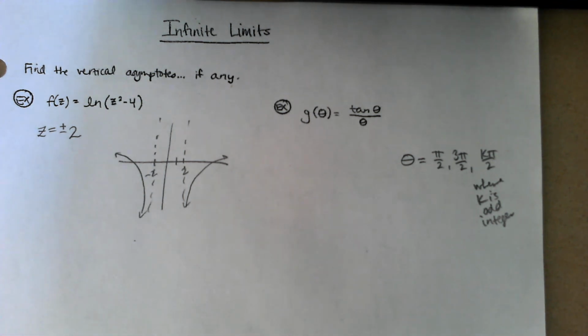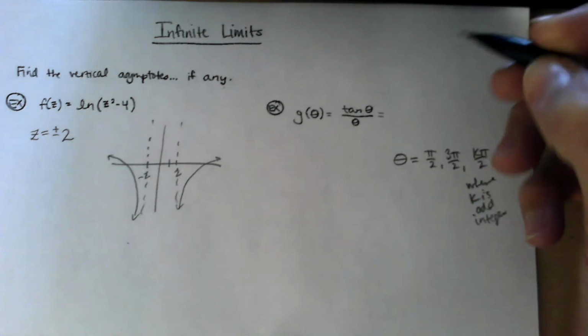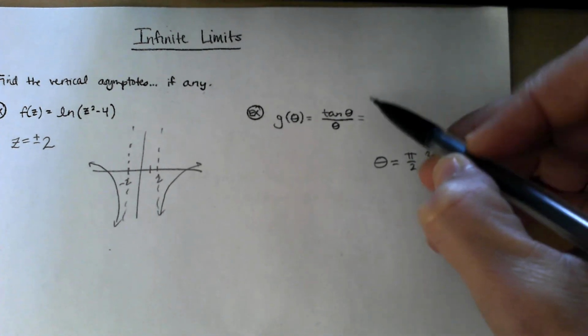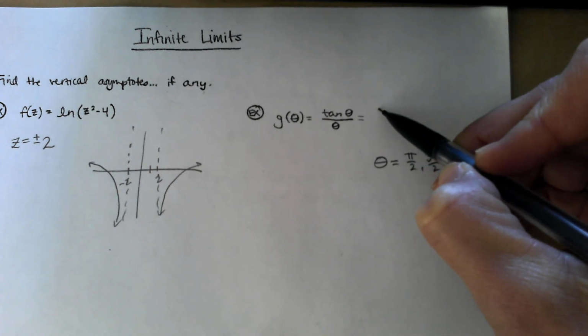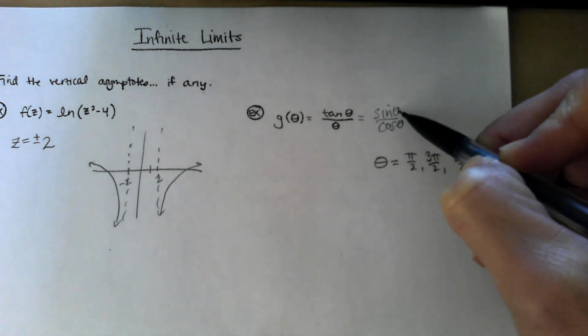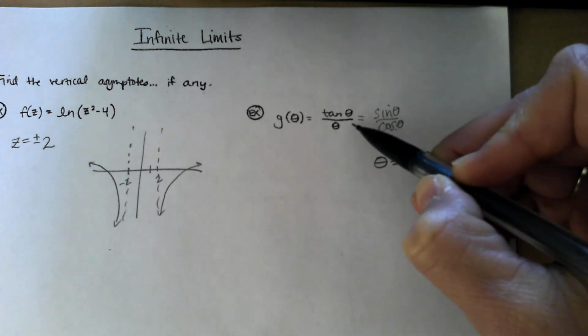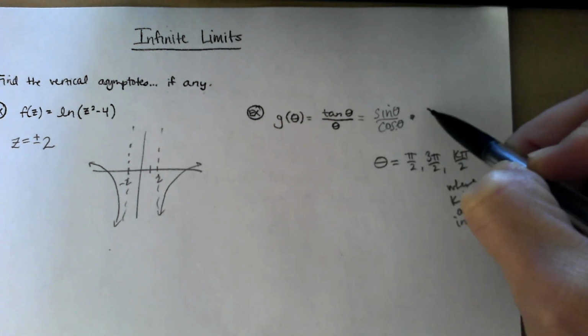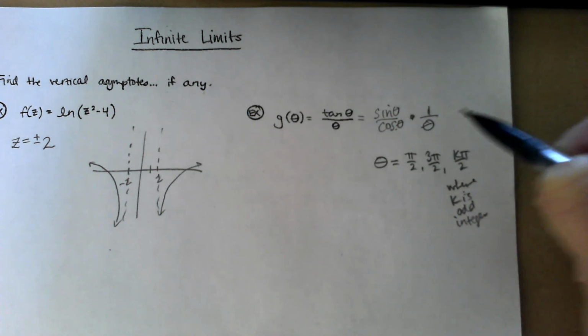Because you can manipulate it, so it's not undefined. Okay, so manipulate it how? Change the sine over cosine times 1 over x. So she's keeping the tangent as sine over cosine, changing division to multiplication, and flipping theta to 1 over theta.